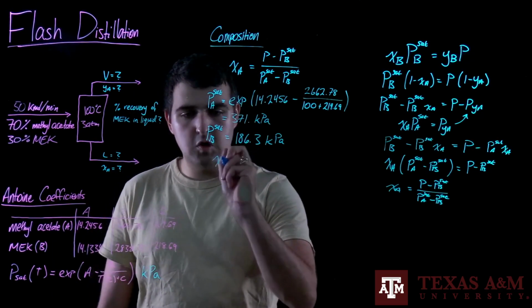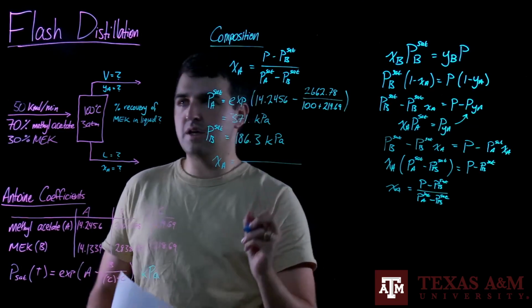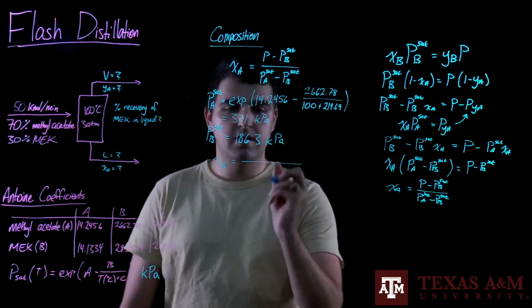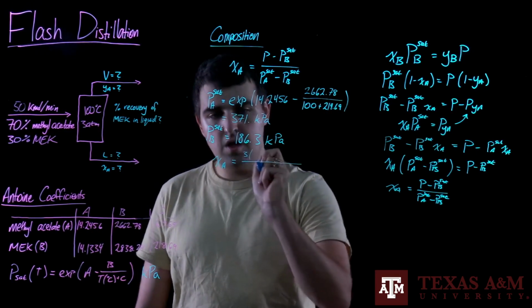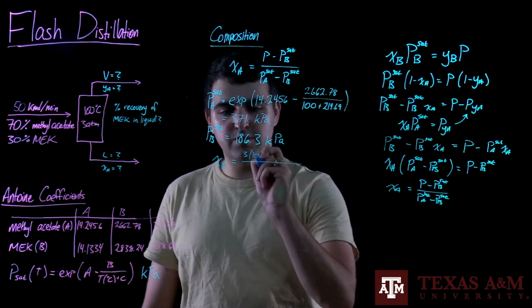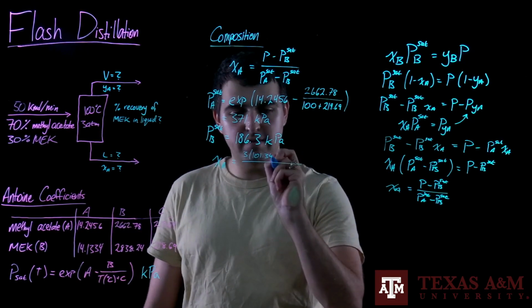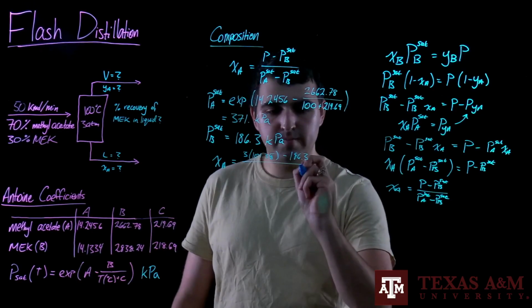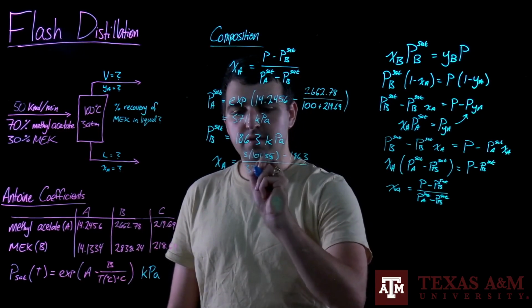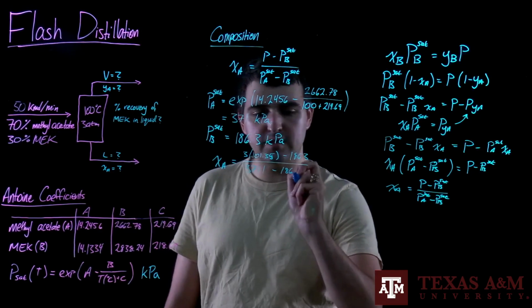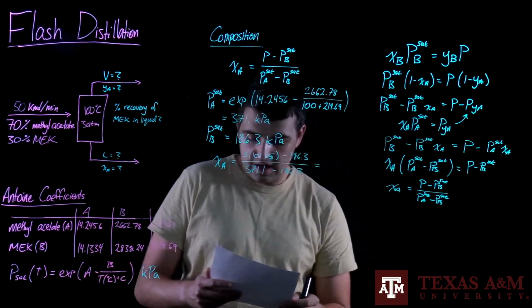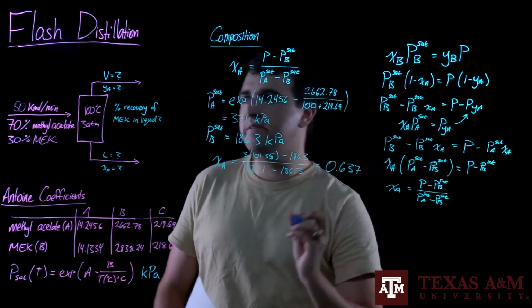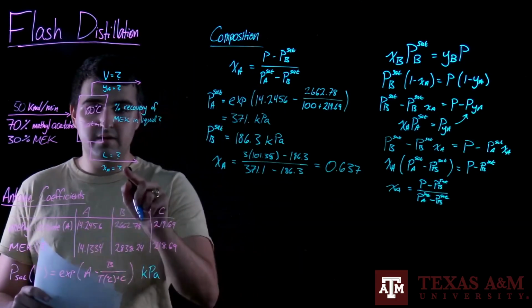We get XA is equal to our pressure, which is 3 atmospheres. We need to convert that to kPa. So we have 3 atmospheres. Our conversion is 101.35. We subtract 186.3. And then on the bottom we have 371.1 minus 186.3. This gives us an XA value of 0.637, which we can go ahead over here and fill in.